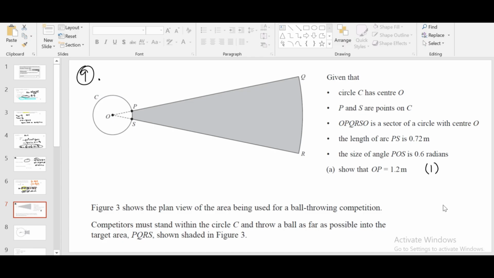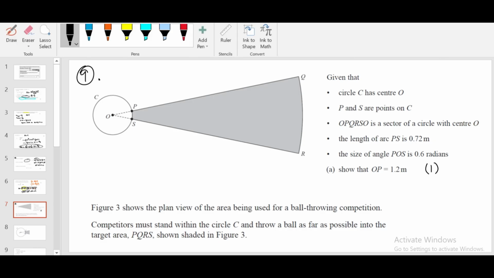Question number 9 is from radians. I think we solved a similar question before. Actually, that was question number 5, which was from trigonometry, not from radians. This one is a question from radians. For a radians question, you might get any weird looking figure. It's completely fine. Just read the question carefully, look at the figure and understand it.